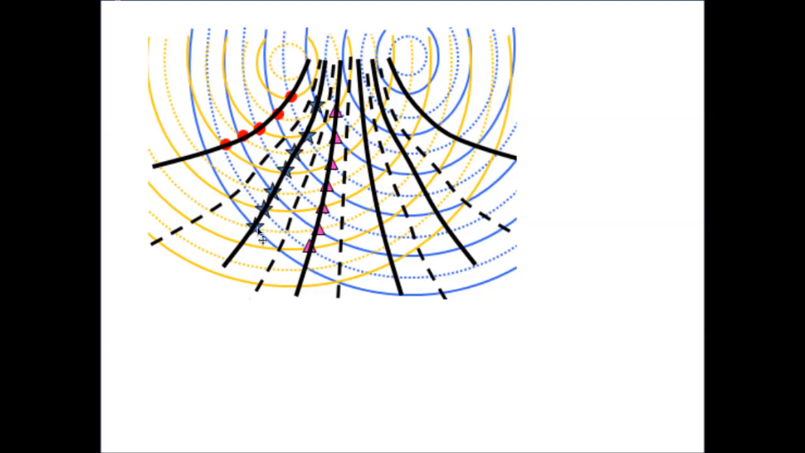Here they would be 1.5 wavelengths further from the blue than from the yellow. Here they would be 1 wavelength further from the blue than the yellow. Here 0.5 wavelength further from the blue than from the yellow. Here 0 wavelengths further from the blue than from the yellow. And so you get this pattern of hyperbolas.